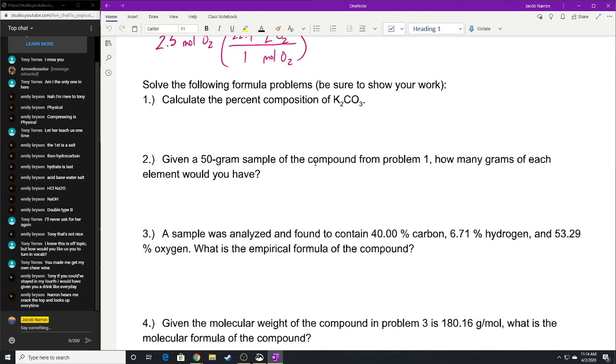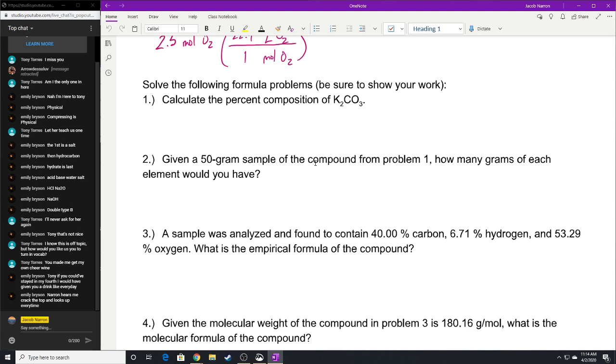So make sure you're showing your work. All right, calculate the percent composition of K2CO3. I will. So first things first, we need to find the total empirical molar mass for this. So we need to find the molar mass of all of these things, because we're going to need that for this part of the problem.